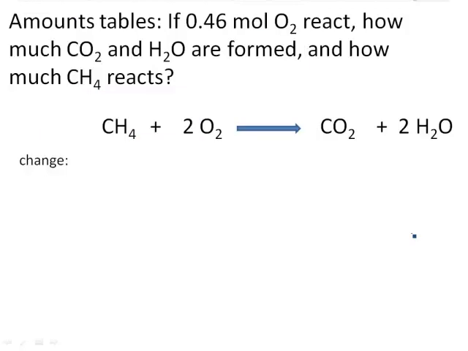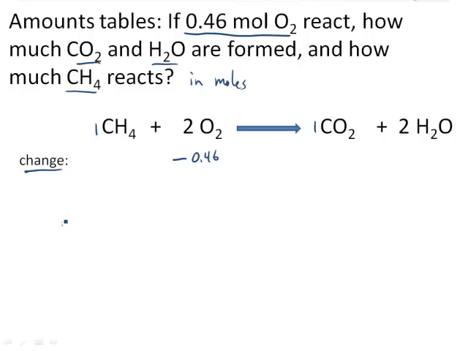Okay, so let's look at the way this works, and we're going to start building what's called an amounts table. We're going to do a simple one now. We'll do more complicated ones later on. For this reaction, 0.46 moles of O2 react. How much CO2 and H2O are formed, and how much CH4 reacts in terms of moles? And so for this, I'm going to put my ones here for now. Our amount of O2 reacting is 0.46. So the change in O2 is minus 0.46 moles. And that's because we know 0.46 moles are reacting, so it's going to go away because it's reacting.